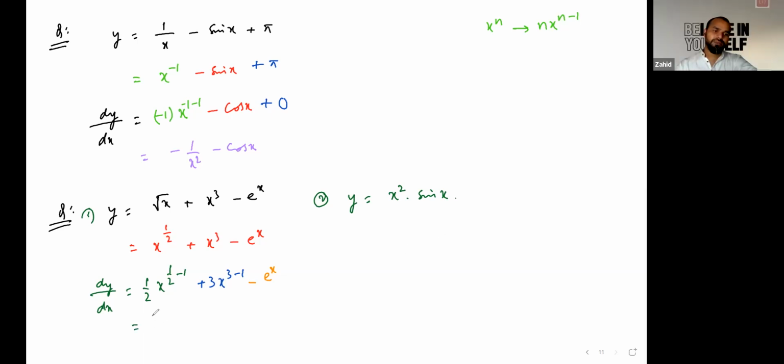On simplifying, this will become 1/2 x raised to the power minus half, or we can simply write it as 1/2 x raised to the power plus half, or we can simply write it as under root of x. This will become 3 times x squared, and this will become e raised to the power x. So this will be your final result.